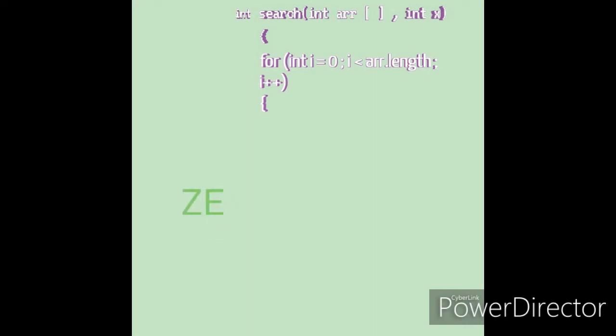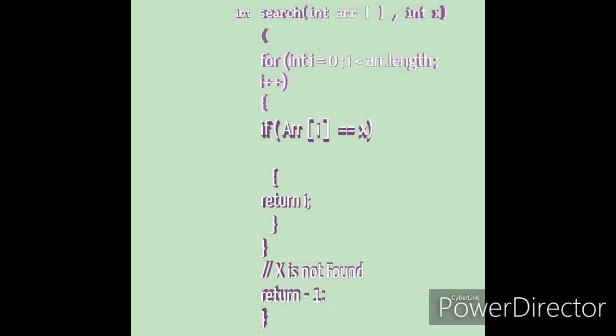i starts at 0. i goes up to the last element, or the last index, so less than array dot length. Each time, it increments by 1. At each value of i, what were we checking? We were checking if array of i is equal to x. If this is true, we need to return the value of i. If not, we will continue the loop.